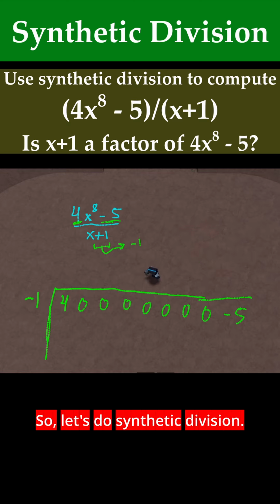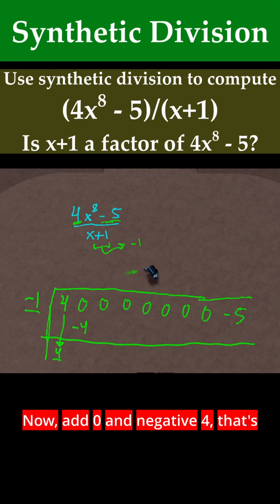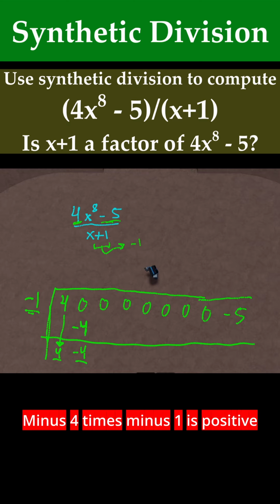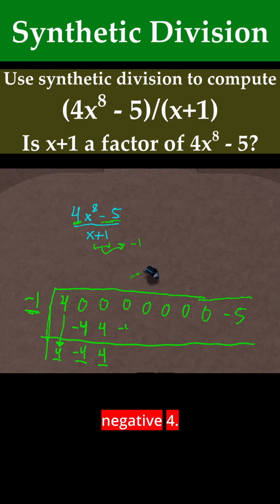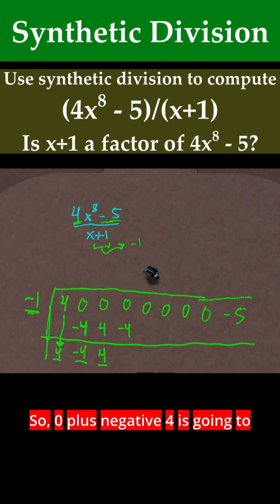So let's do synthetic division. First step is you drop down the first 4. And then now you do minus 1 times 4. That's negative 4. Now add 0 and negative 4. That's negative 4. Minus 4 times minus 1 is positive 4. Now do 0 plus 4. That's just going to be 4. Now do minus 1 times 4. That's negative 4. And I think you're starting to see a pattern here. So 0 plus negative 4 is going to be negative 4.